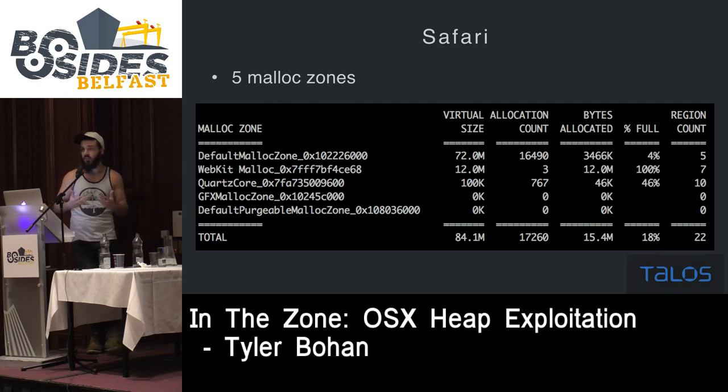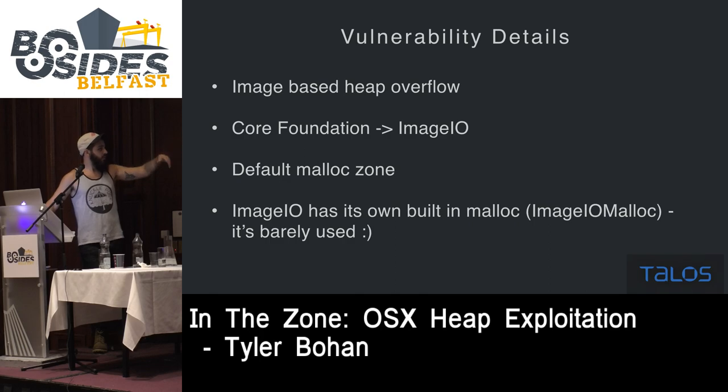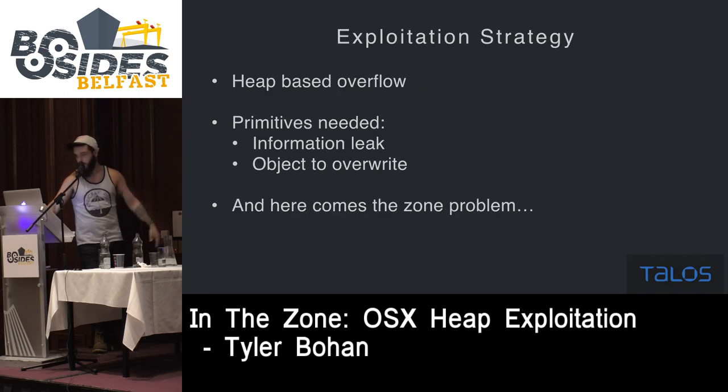Well, it's that Core Foundation stuff we talked about at the beginning. I don't know if anybody remembers that, but Core Foundation is the way that WebKit is able to interact with OSX and the operating system itself. Between that interaction, we're able to get things in our malloc zone. We're able to coalesce our mallocs together. We're able to coalesce our heap all through this Core Foundation idea. So I have an image-based heap overflow. Core Foundation works in MSIO. That's the default malloc zone, blah, blah, blah.